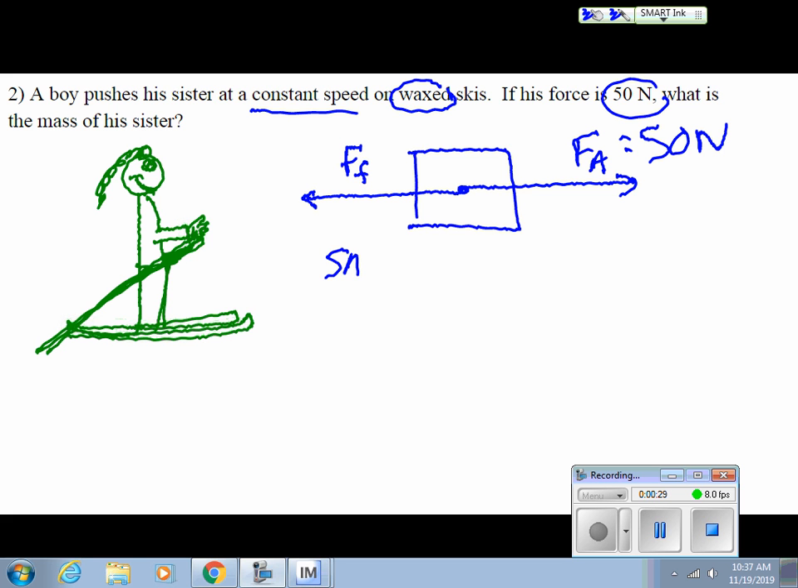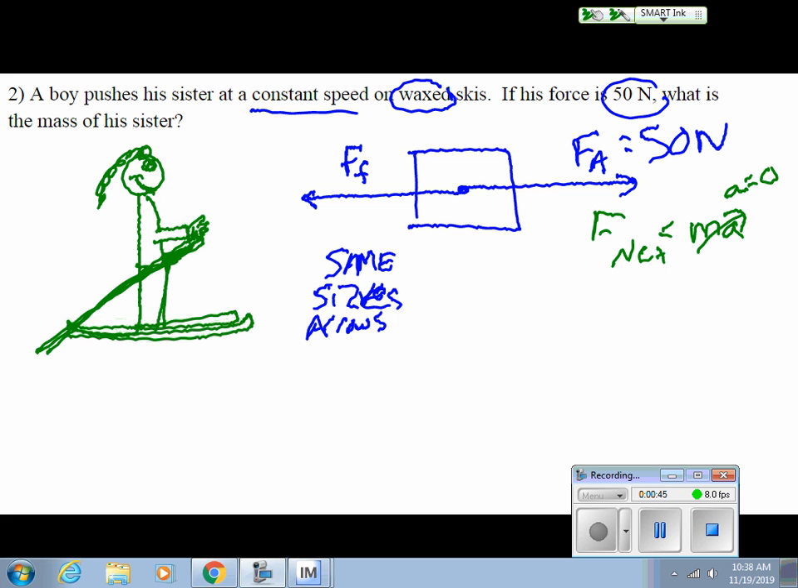Same arrows. Same size arrows. So now, all right, F net is equal to ma, but because a is 0, constant speed, we now write force net equal to 0. So now I write force applied plus force of friction, minus because it is in the opposite direction, is equal to 0.